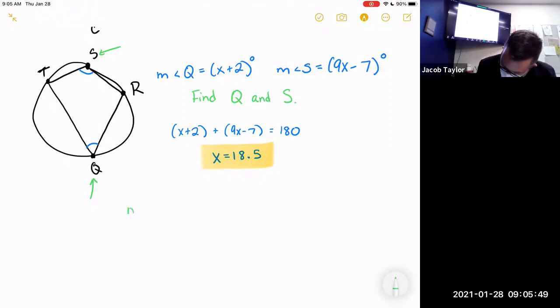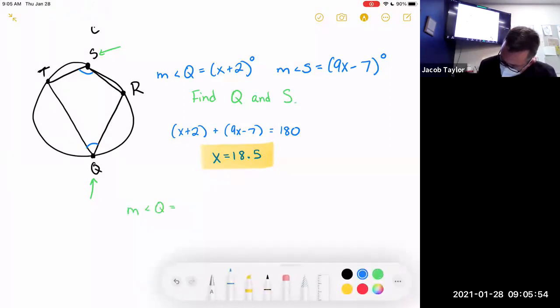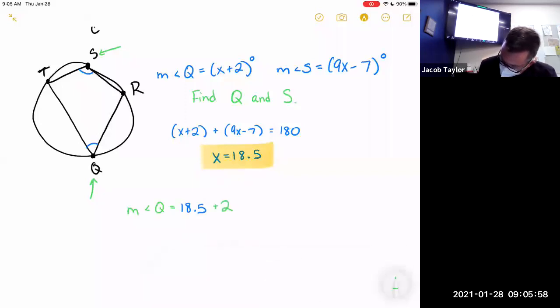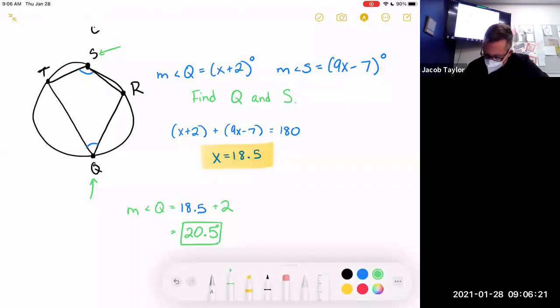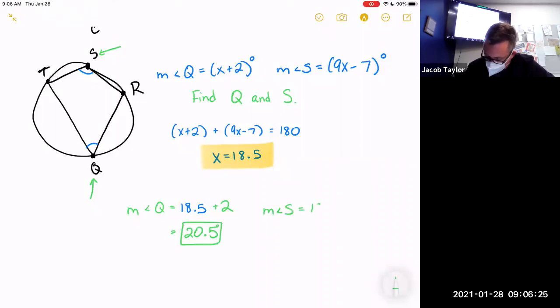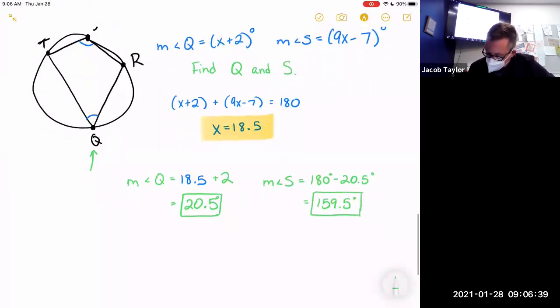Plug them in. So to find the measure of angle Q, I'll do my X, which was 18.5, plus 2. That is 20.5. Outstanding work. 20.5 degrees. There are two different ways that I could figure out angle S. One of the ways is I could substitute 18.5 in for X in angle S. What's the other way? There we go. Because I know that they're supplementary, I could say that the measure of angle S is 180 minus 20.5, which is 159.5. I think that's the lazy man's way to do it, so I approve. But you also could have, if you really wanted to, the 9 multiplied by 18.5 minus 7, which I really hope is 159.5 degrees.